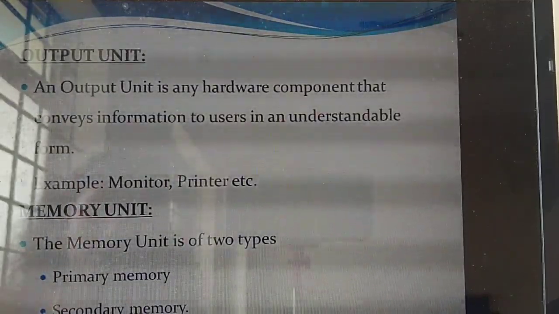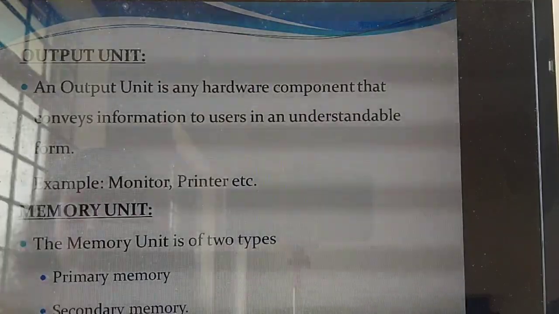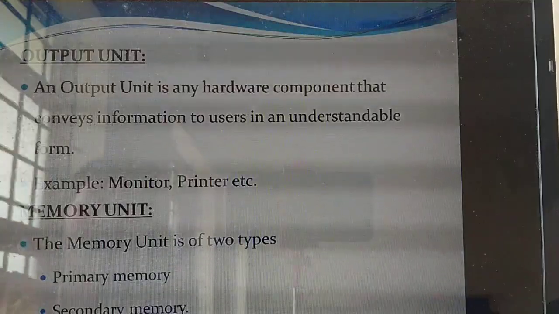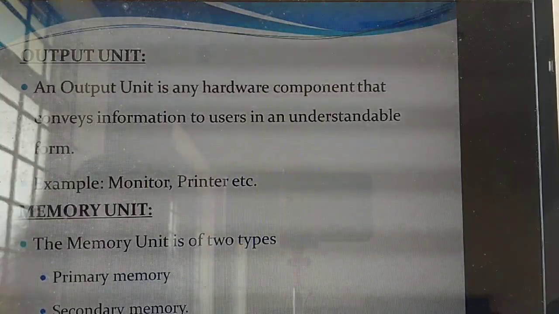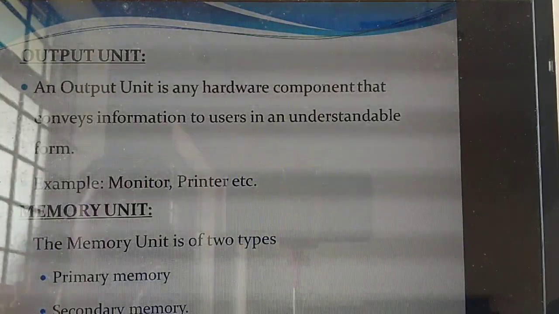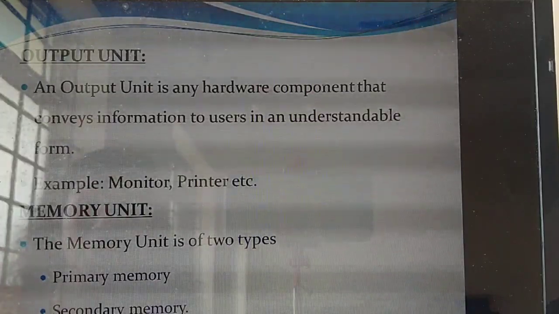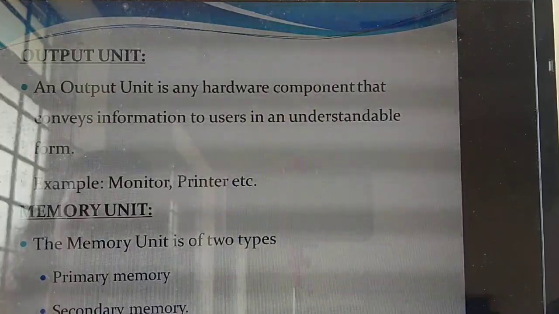So till now, the input unit you have studied. Next one is output. So input is over. You are giving input, and after giving the input, inside the CPU particular processing of the data is going on. After the processing, you need to produce a particular output. Isn't it? So what's the use of the output unit? The output unit is a hardware component that conveys information to users in understandable form.